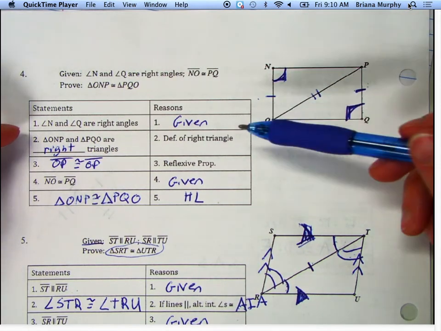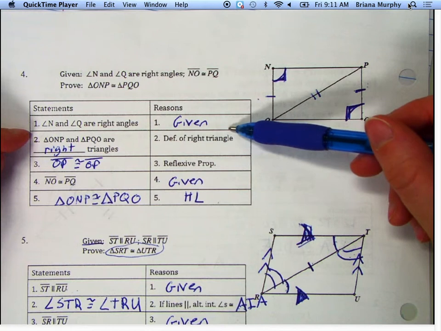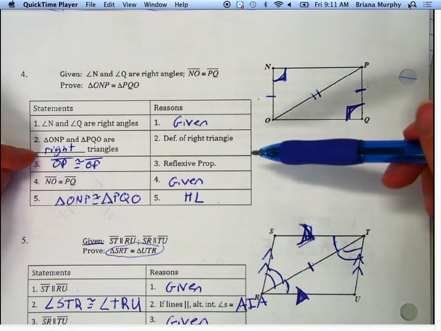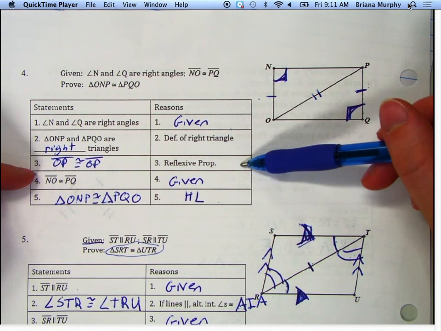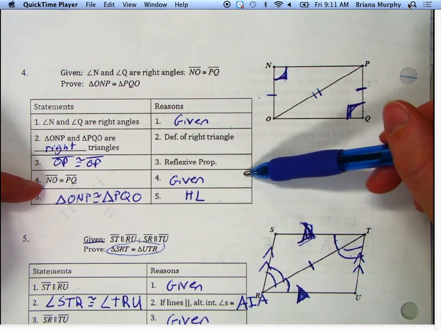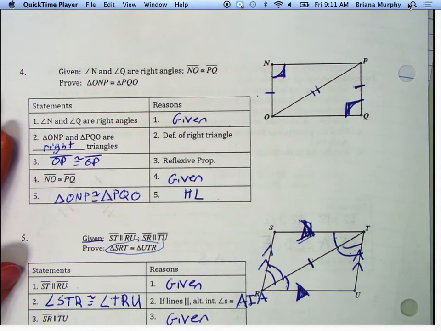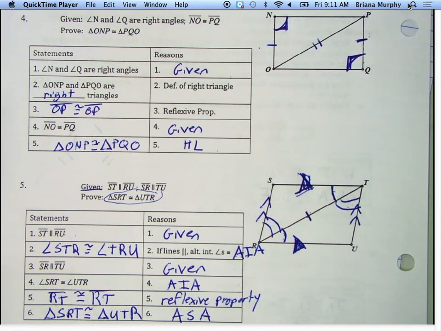All right. Number 1 is given. Number 2 is if they are right angles, they have to be right triangles by definition of a right triangle. OP is congruent to OP by reflexive. We still have our other given part, and NO is congruent to PQ by given. So they are congruent by hypotenuse leg. Any questions about number 4 before we move on to number 5?